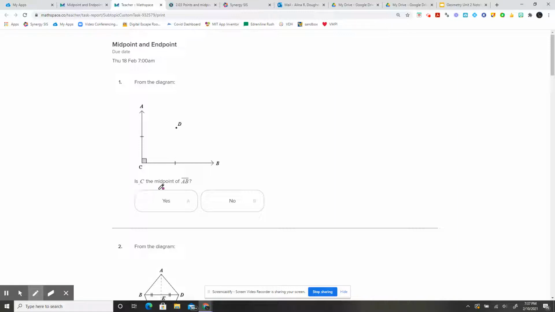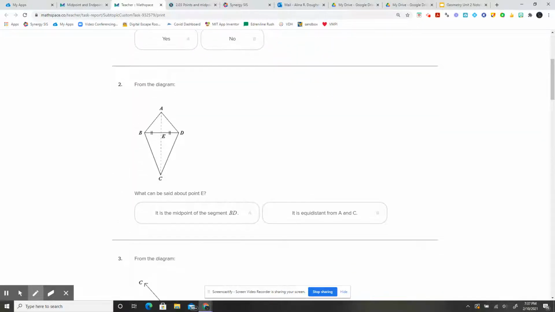Is C the midpoint of AB? So is C the midpoint of AB? This is kind of a trick question. In order to be a midpoint, you have to be the midpoint of a segment. So A, B, and C, in order for C to be a midpoint, it has to be the same distance, but it also has to be on a line. So you decide, is C the midpoint of segment AB? Because that little hat right there, that little line means segment. So we definitely have to have that segment in there.